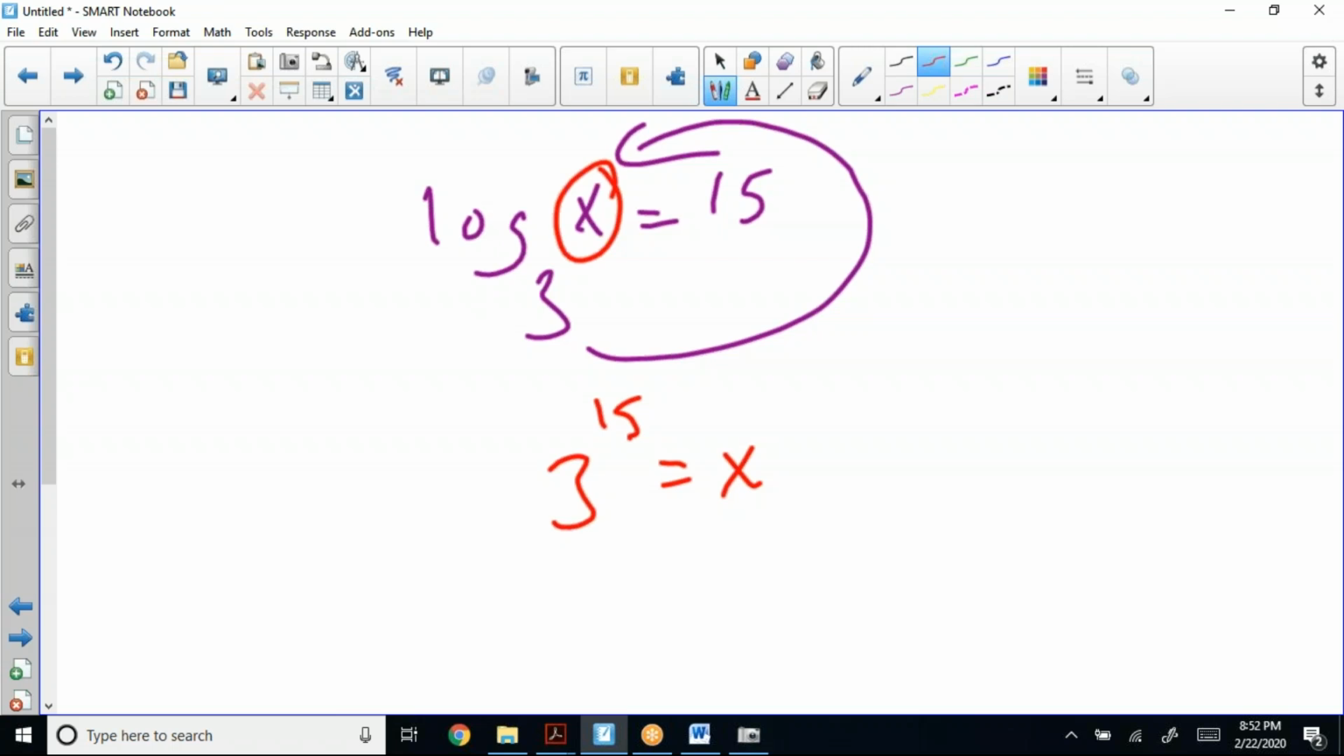And then we finished the other night. We had two exponentials. Let's just say 2 to the x equals 5 to the third or something like that. We take the log of both sides of those and solve those because we can't get 2 and 5 to be the same base. So that was the other look for the exponentials.